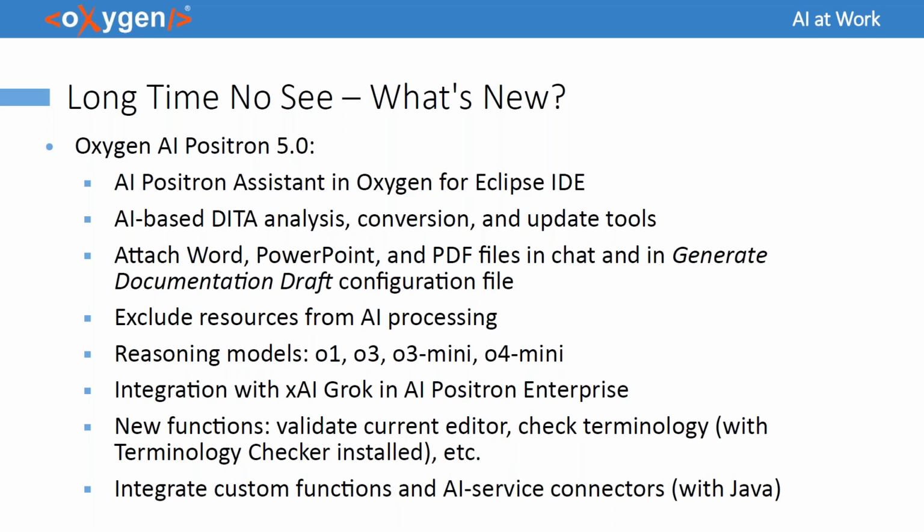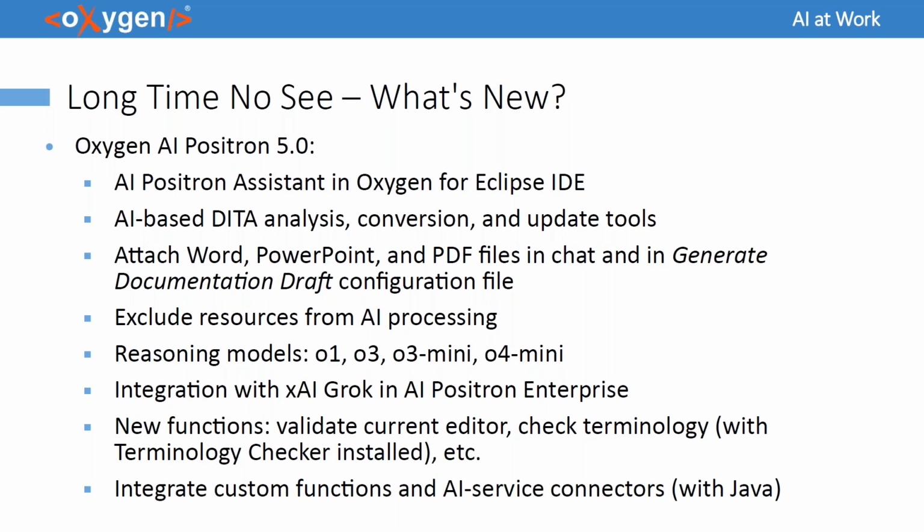Then we released version 5.0 of Positron in the standalone Oxygen. And along with this, we also released the first version of Positron in the Oxygen plugin for the Eclipse IDE. We added some new tools for analyzing, converting, and updating data using AI. You can now attach Word, PowerPoint, and PDF files in the chat, also in the configuration file of the generate documentation draft action. You can select resources to be excluded from the AI processing.